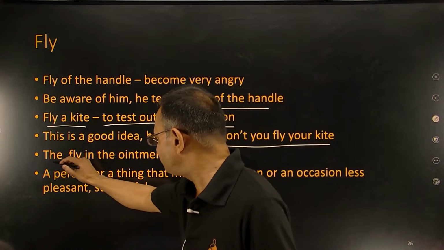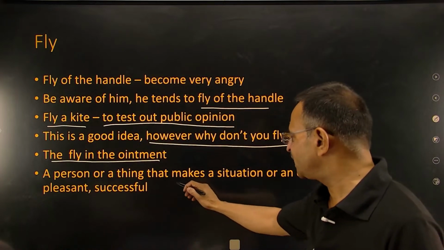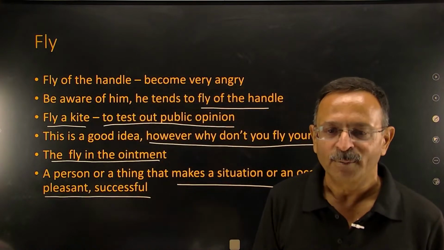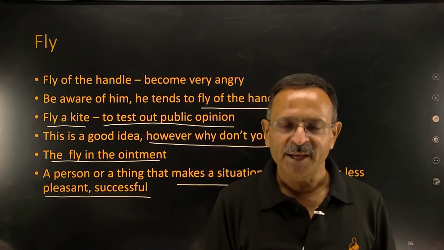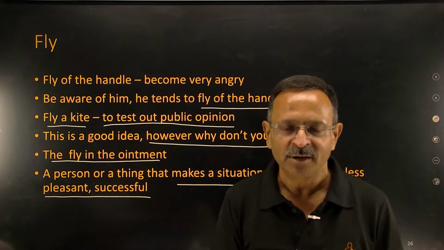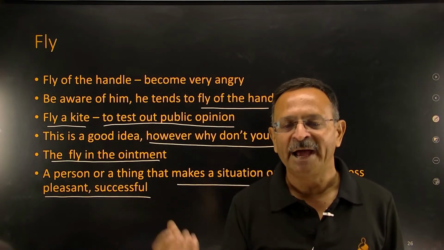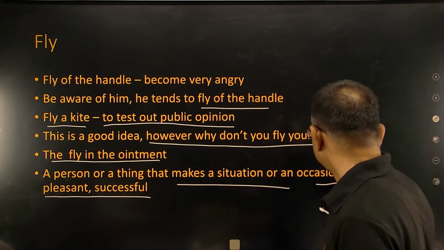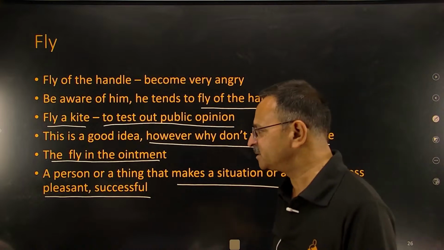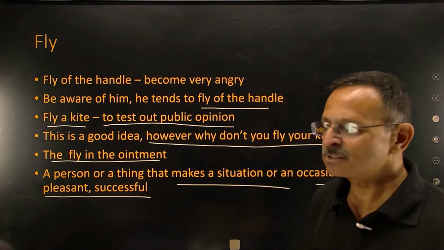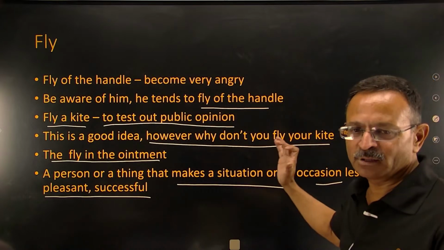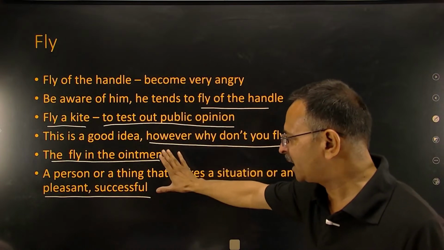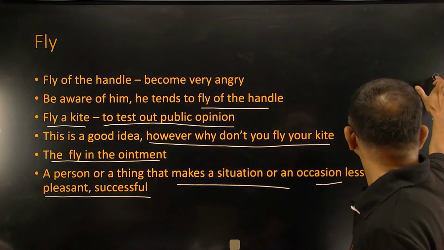Then next is the fly in the ointment: a person or thing that makes a situation or an occasion less pleasant or successful. So somebody may be a fly in the ointment. That means, for example, if somebody in the party is a fly in the ointment, he's making the situation or the occasion less successful or pleasant, right? So these are the idioms. I hope these idioms are clear. So first is fly off the handle, fly a kite, and the fly in the ointment.